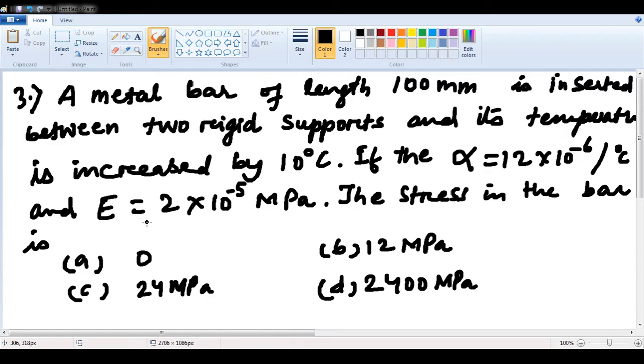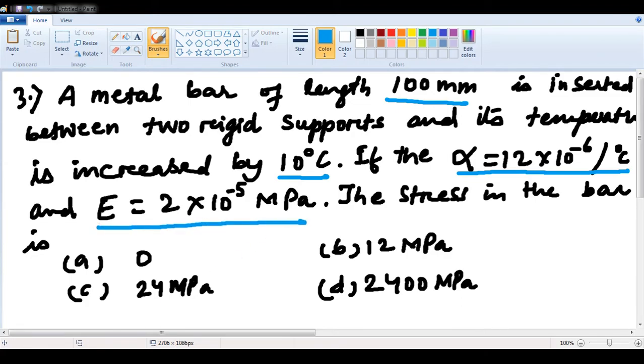There is a metal bar of length 100 mm. It is inserted between two rigid supports, and its temperature is increased by 10 degree centigrade. If alpha, that is the coefficient of linear expansion, is given as 12 into 10 to the power minus 6 and Young's modulus is given as 2 into 10 to the power 5 megapascal, the stress in the bar is how much?